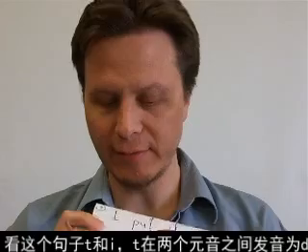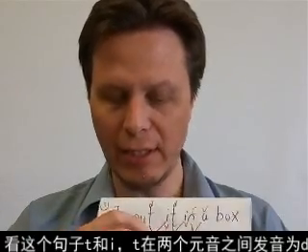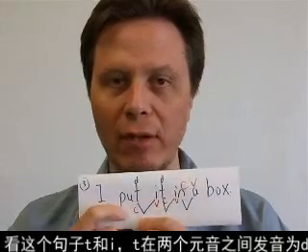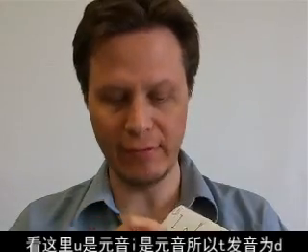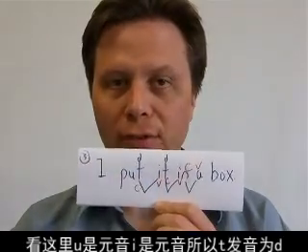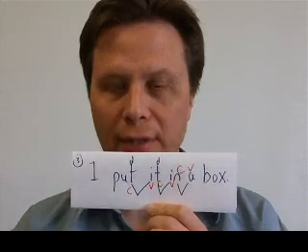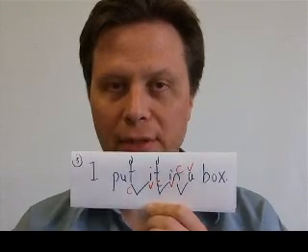Okay, so let's look at this. See, here we've got T and then I. So T between vowels often becomes a D. See, there's a vowel and there's another vowel. So therefore it becomes a D. So, I put it in a box.